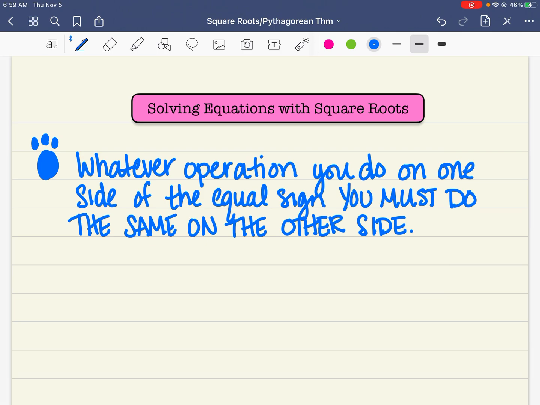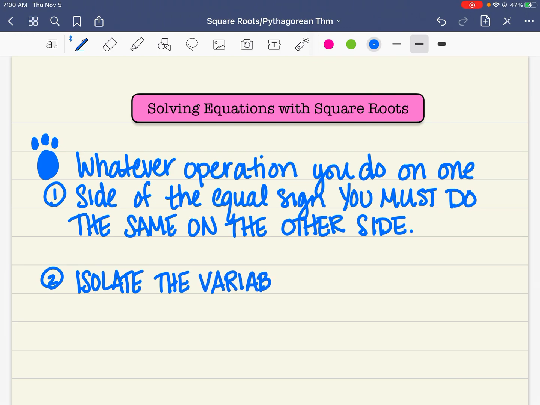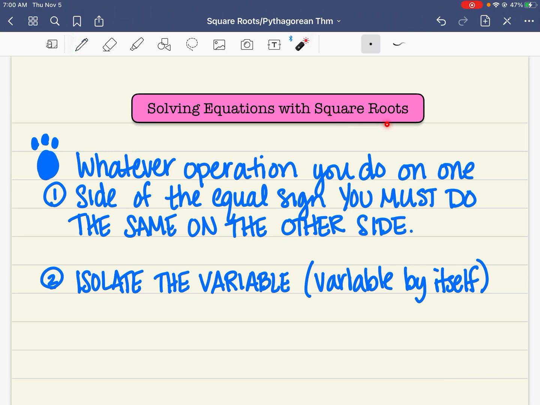And then the second thing we always want to remember is that we're always working to isolate the variable. Okay, that means what? Get it by itself. So variable by itself, by whatever means we can. Up until now, it's been either making 0 or making 1. But because we're going to be dealing with the thing we talked about earlier as square roots, this is going to look a little bit different this time.